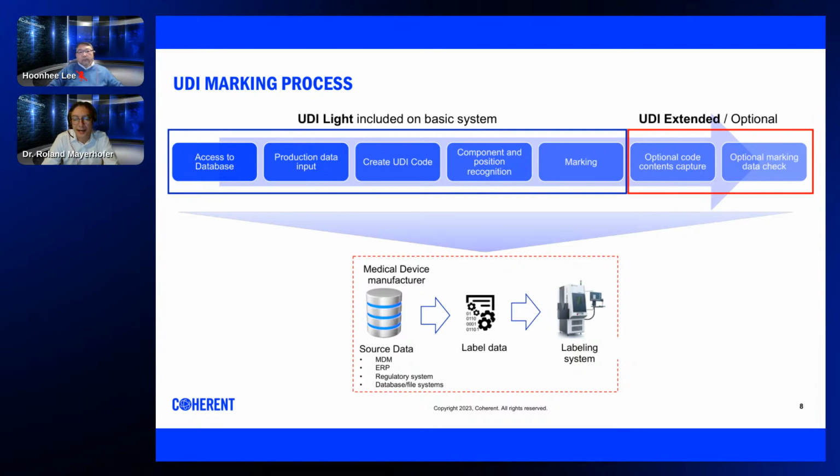So we call it the UDI Lite process, which is included in the basic system. But of course, there are extended UDI options that can be done, especially the post-process checking of the code that has been lasered, or also the data that have been marked like in a clear text. And I'm going to show you step by step basically how our laser framework software is going to take care about that.